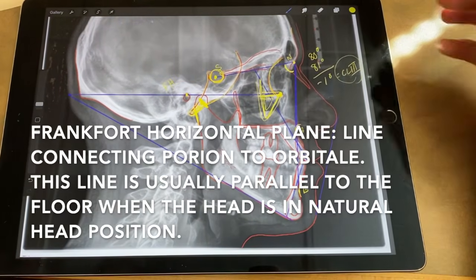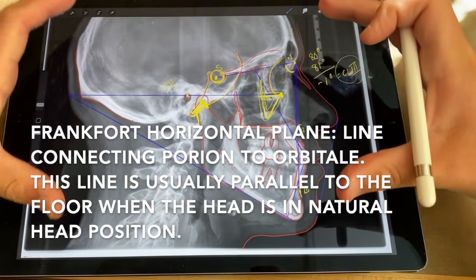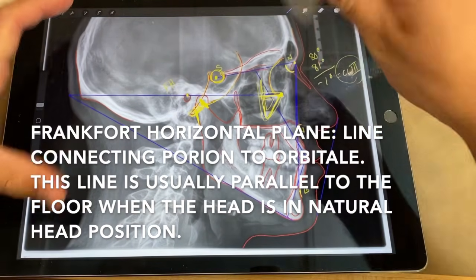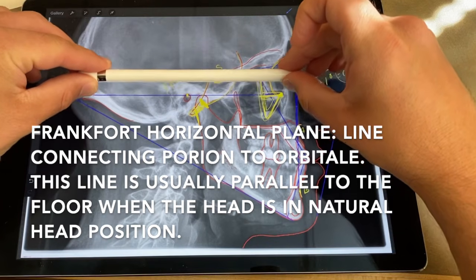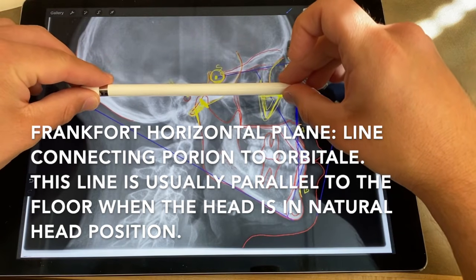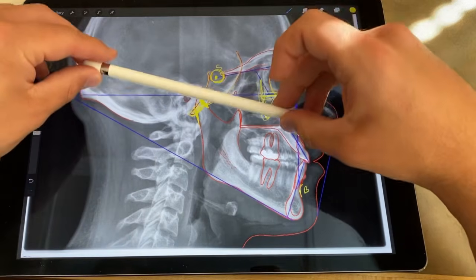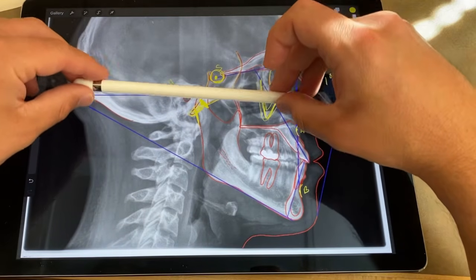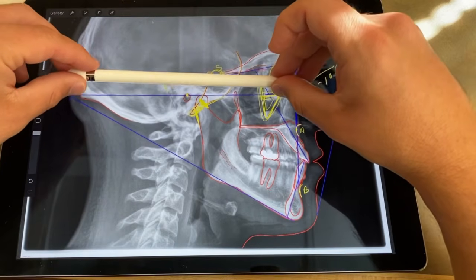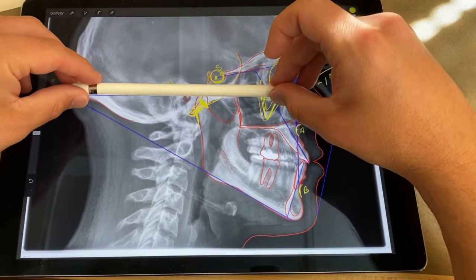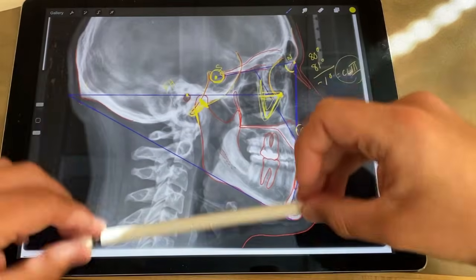Now, if the patient were looking up or looking down, or if they were just looking normal, straight ahead, that Frankfort horizontal line would be basically parallel to the floor. If the patient were looking up a lot, the line would be like that. So whenever you take a Ceph, you want their head in natural head position, meaning you want them looking straight ahead. And typically, if you did a good job getting them in neutral head position, this line will be parallel to the floor. And I think it's pretty close here.